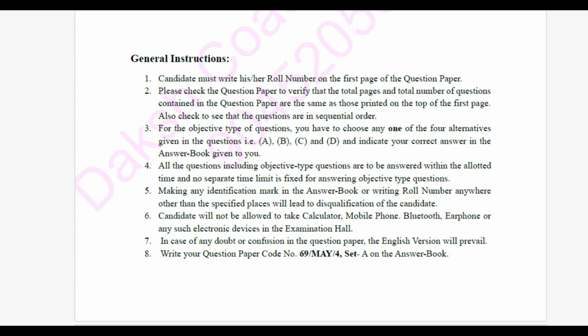General instructions. 1. Candidate must write his/her roll number on the first page of the question paper. 2. Please check the question paper to verify that the total pages and total number of questions contained in the question paper are the same as those printed on the top of the first page. Also check to see that the questions are in sequential order. 3. For the objective type of questions, you have to choose any one of the 4 alternatives given in the questions, i.e., A, B, C, and D, and indicate your correct answer in the answer book given to you.